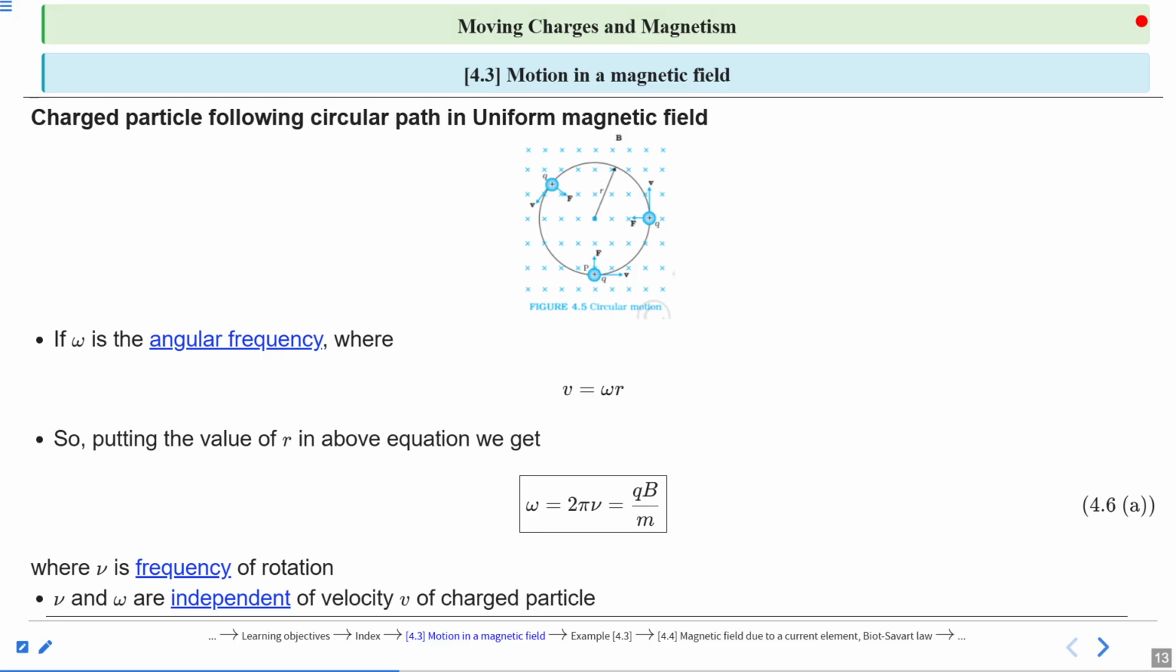We can also write the expression for nu here. How? Dividing the 2 pi with qB by m, so 2 pi will go there. It will become qB by 2 pi m. So nu will be qB by 2 pi m and omega will be qB by m. Both are independent of velocity v of the charged particle.